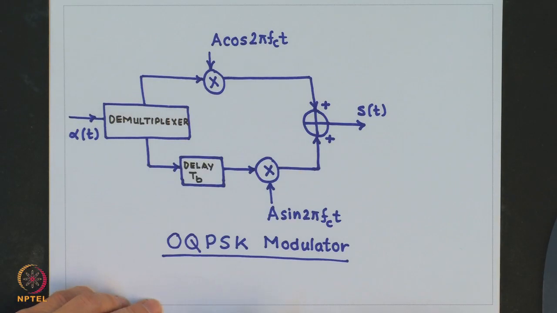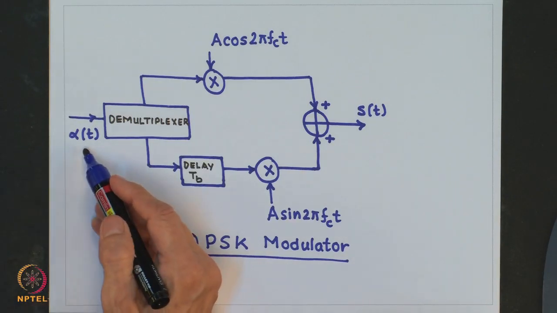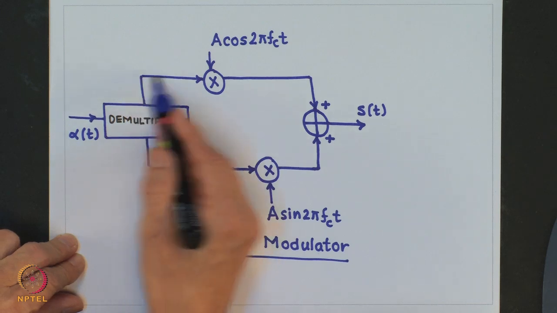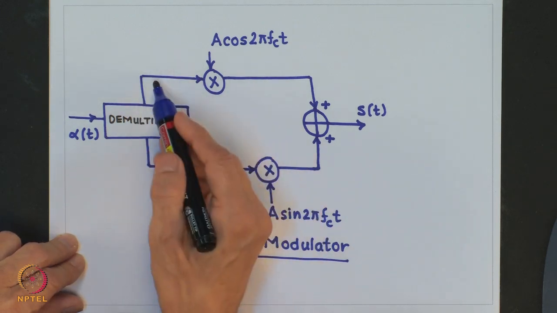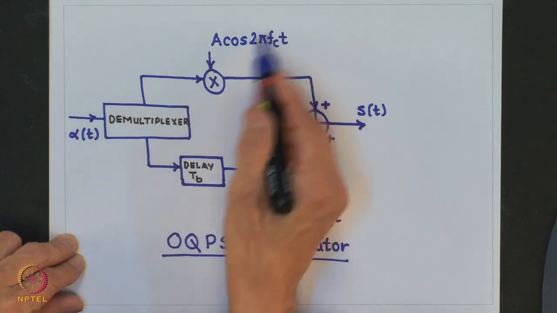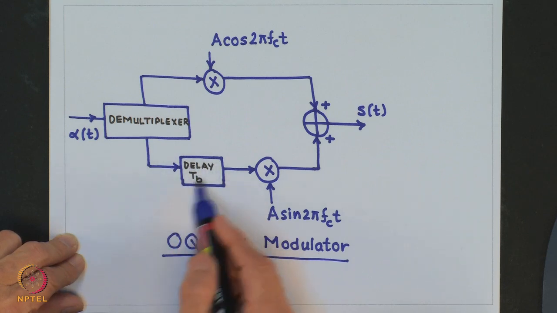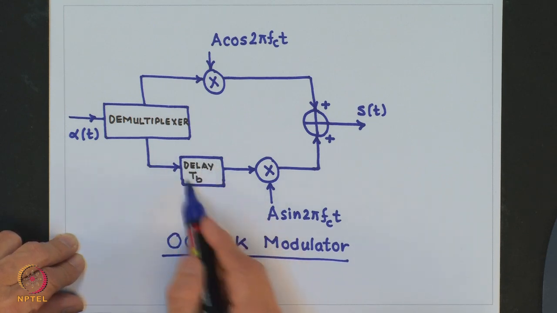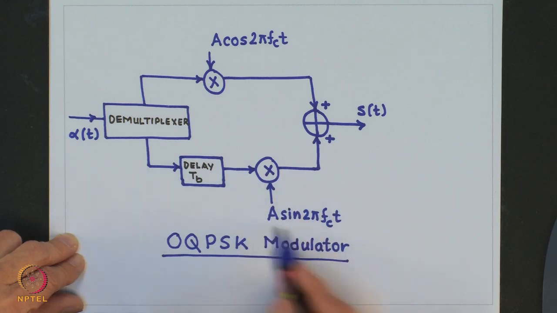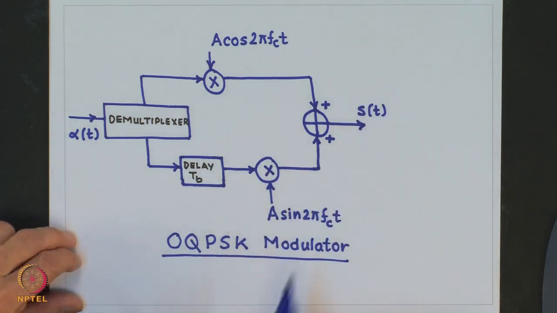Okay. Now, the offset QPSK modulator would look as shown in this figure. You have the input stream put to the demultiplexer, we get the in phase component of the QPSK signal modulating cos 2 pi fct, and this, the odd stream, is delayed by Tb units, that is Ts by 2, and this modulates the sin 2 pi fct, and the output is the OQPSK signal.